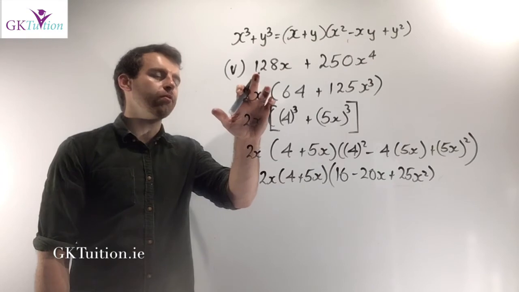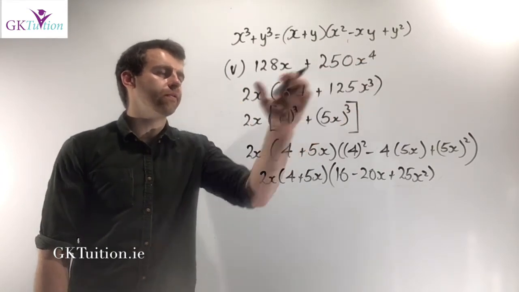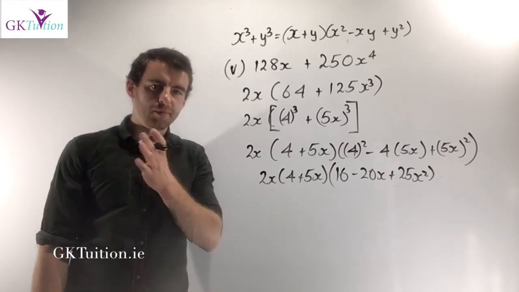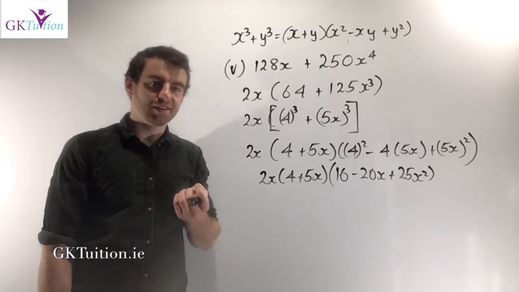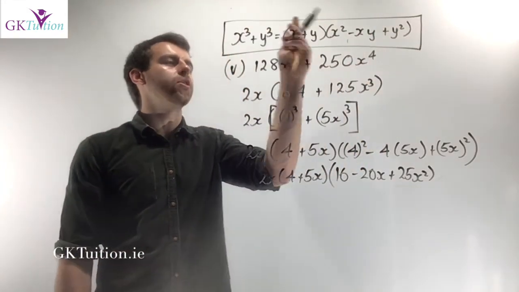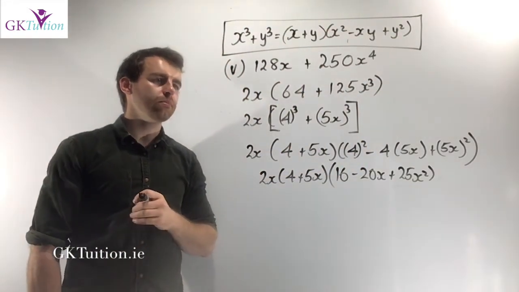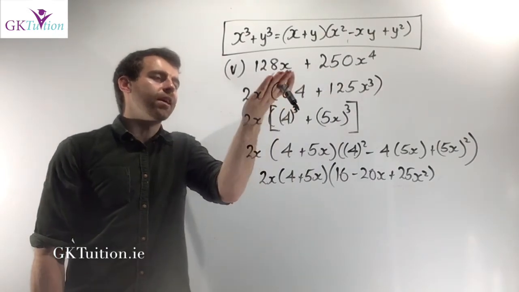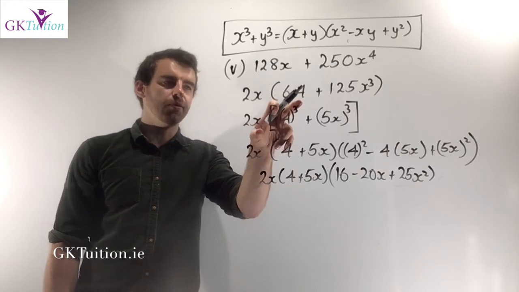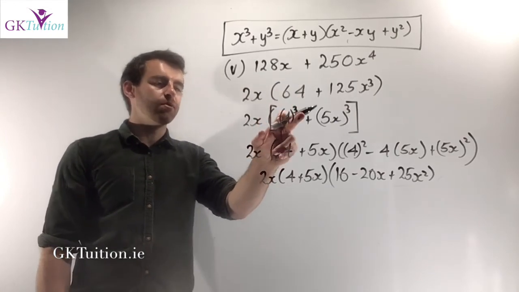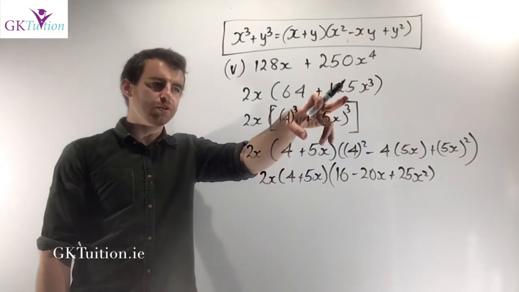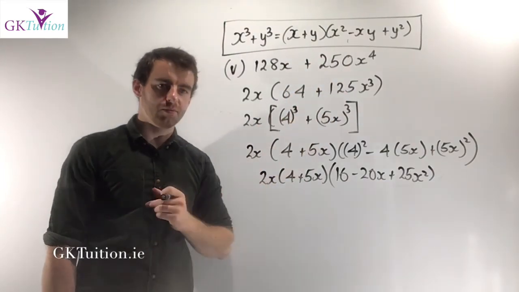In this question we have 128x plus 250x to the power of 4. We first need to factorise out what's common, or something common, and then get the sum of 2 cubes. We'll have learned off that x cubed plus y cubed is equal to this. You would have to look at this and realise that if you divide 128 by 2, you'd get 64. And 64 is the same as 4 cubed. If you divide 250 by 2, you get 125, which is the same as 5 cubed.